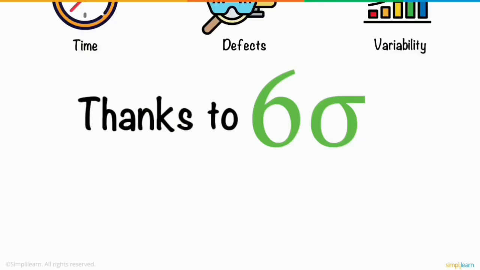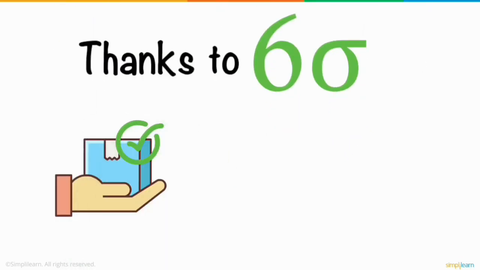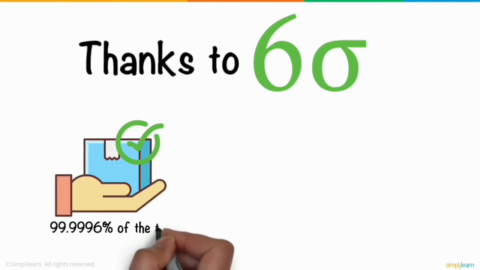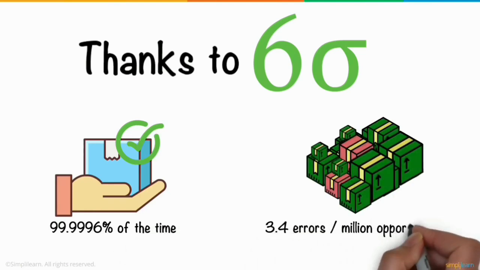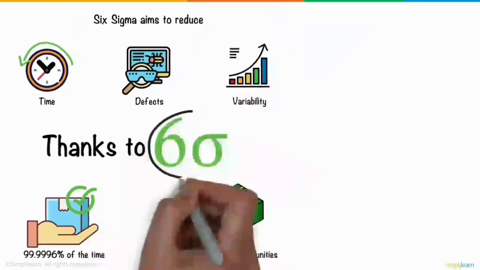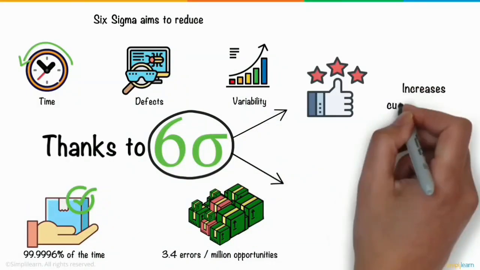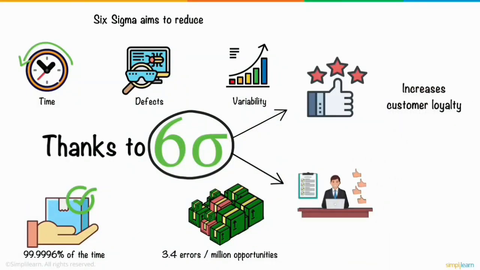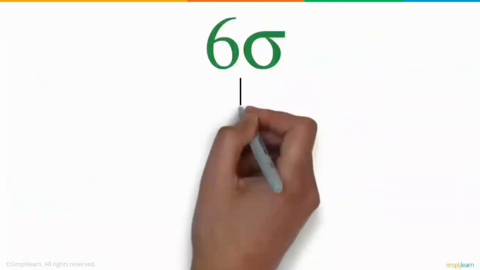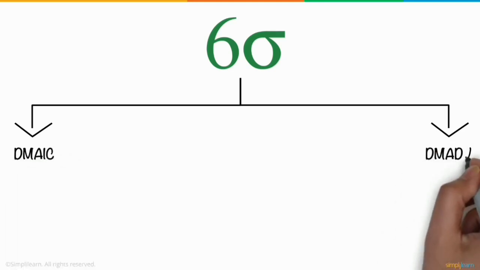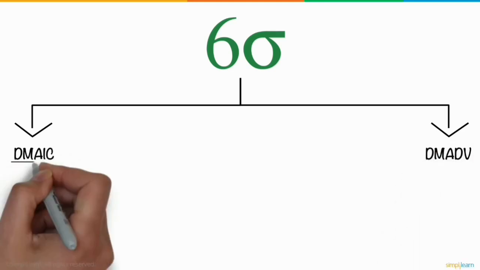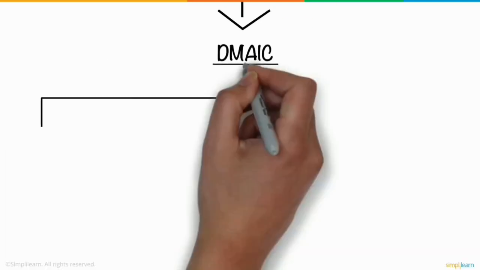Thanks to Six Sigma, you can produce a defect-free product 99.9996% of the time, allowing only 3.4 errors per 1 million opportunities. Six Sigma also increases customer loyalty towards the brand, improves employee morale, leading to higher productivity. Six Sigma has two major methodologies, DMAIC and DMADV. Let's look at the first methodology.